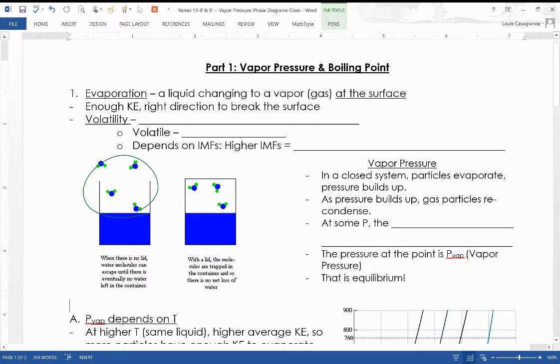Now, if they have enough kinetic energy, so if we have a molecule that's inside here and has enough kinetic energy, it will be able to escape and form a gas.